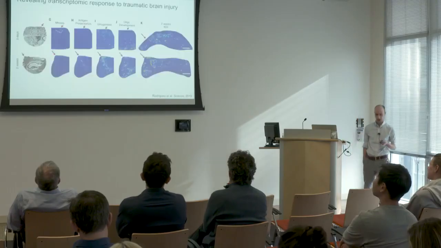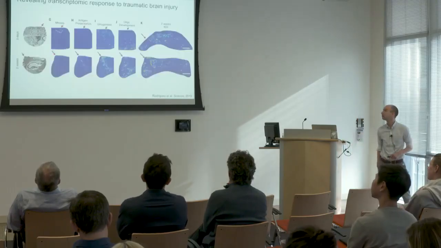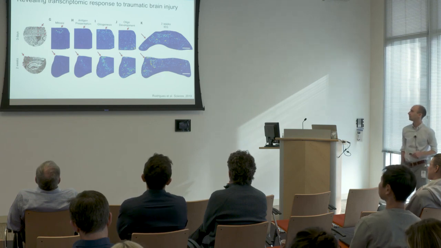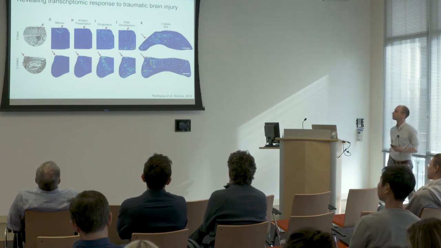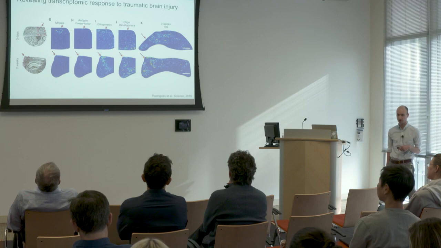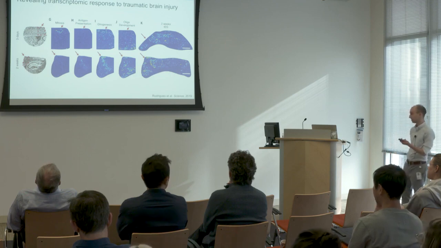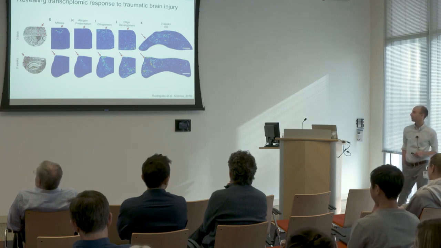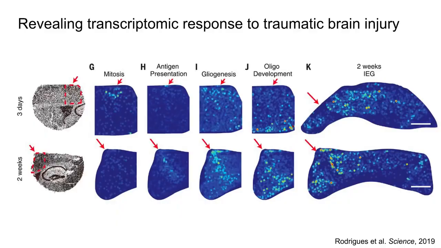And because this is an unbiased approach, you can do interesting things. The example they chose in their paper is to reveal the transcriptomic response to a traumatic brain injury. So they take a mouse brain and they stab it with a needle, and they can look for a variety of different programs which are upregulated over the course of this injury healing.